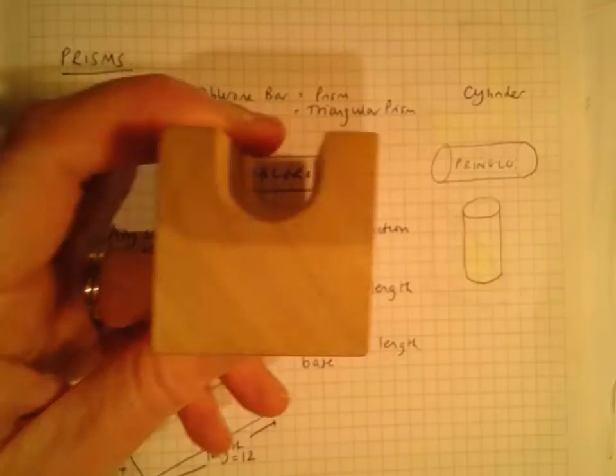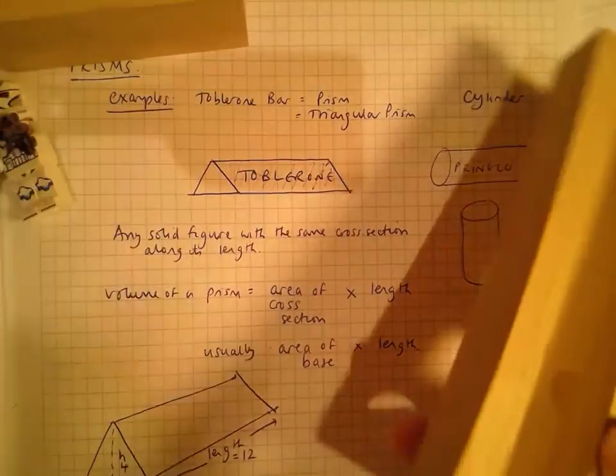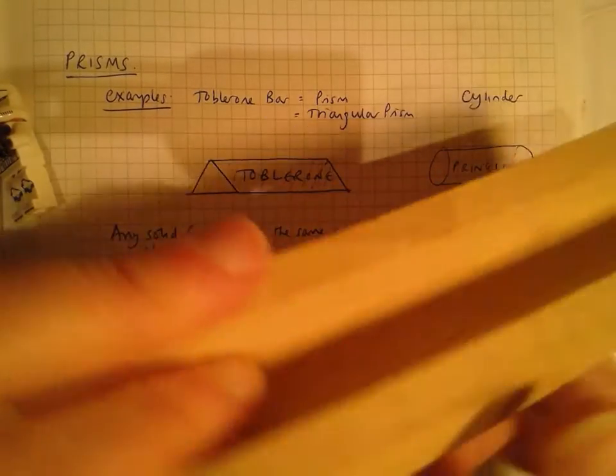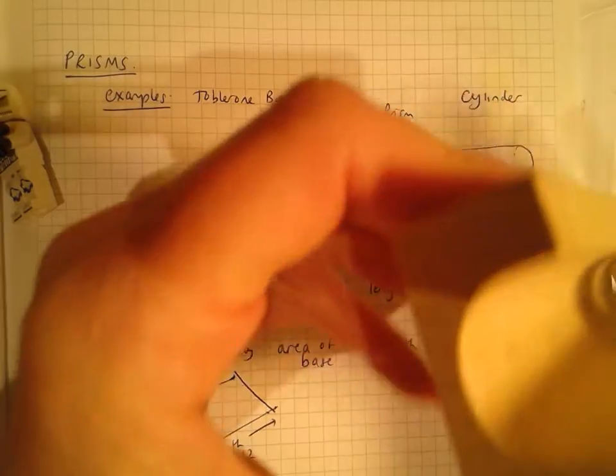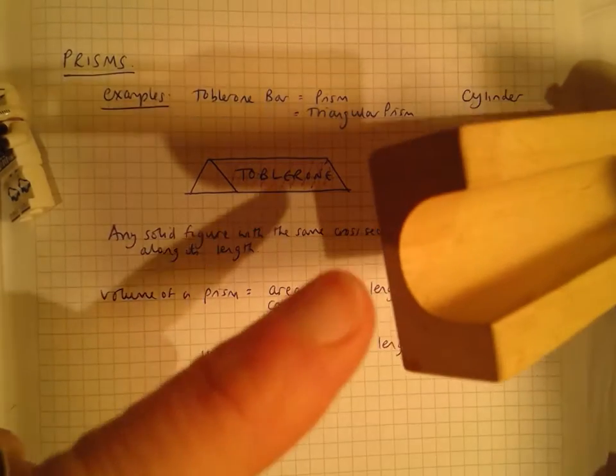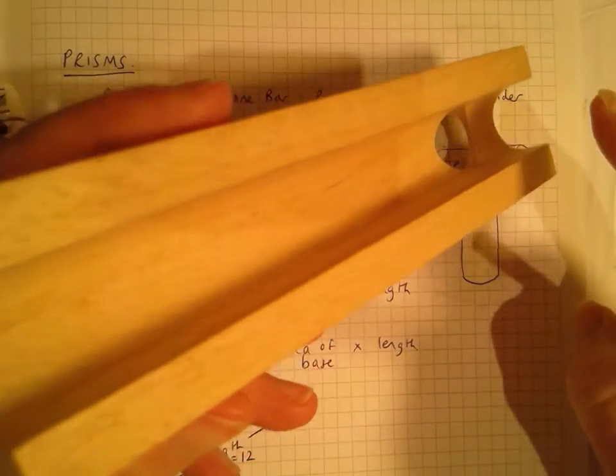Here's another one. These are from a marble run, so actually this has a circle in it, but we'll ignore that circle. Otherwise this is a prism. Do you see that it's solid all the way through? It has the same cross section all the way through, especially if that was filled in.